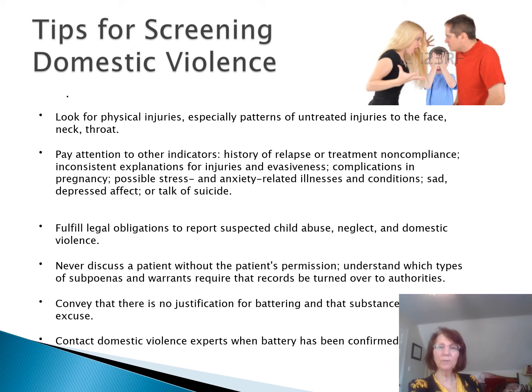Tips for screening for domestic violence. Look for physical injuries, especially patterns related to untreated injuries to the face, neck, and throat. Pay attention to other indicators: history of relapse or treatment noncompliance, inconsistent explanations for injuries and evasiveness, complications in pregnancy, possible stress and anxiety-related illnesses and conditions, sad, depressed affect, or talk about suicide.